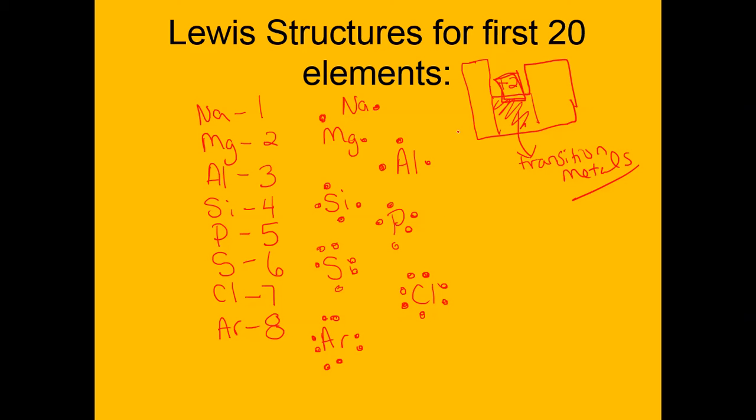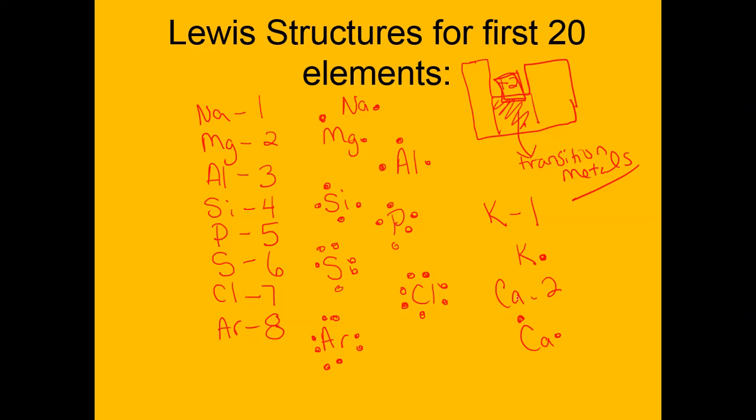Alright, with that in mind, I should go ahead and do the last 2. I only did the next 8, so I need to do element 19 and 20. So the next element after argon is potassium. Potassium has 1 valence electron, so it would simply be K with 1 dot. And then element 20 is calcium with 2 valence electrons, so Ca with 2 dots.